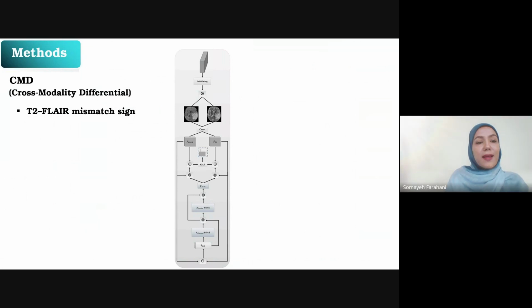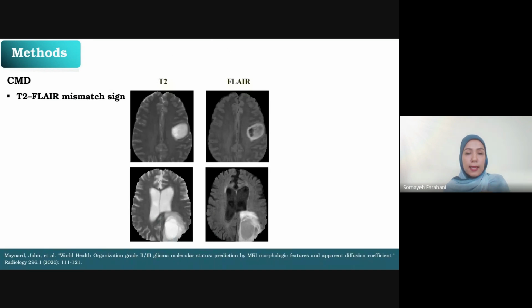Sorry for that. The second module is CMD, cross-modality differential, which we designed specifically to detect the mismatch sign in T2 and FLAIR MRI sequences. So what is this sign? In these MRI scans, the red arrow 1 points to a hyperintense area on T2 scan, T2 weighted MRIs. The red arrows 2 and 3 highlight the relatively hypointense region surrounded by a hyperintense rim on FLAIR scan. These patterns are classic indicators of T2-FLAIR mismatch sign and can be clues to IDH mutant status.